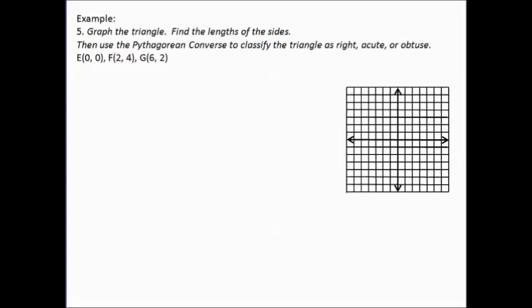For our last example, we need to bring together several things. First, we need to graph the triangle, then find the lengths of the sides, and then use the converse to classify the triangle. Alright, let's get on with it. First, we're going to graph our points, E at (0, 0), F at (2, 4), and G at (6, 2). And here is our triangle EFG.